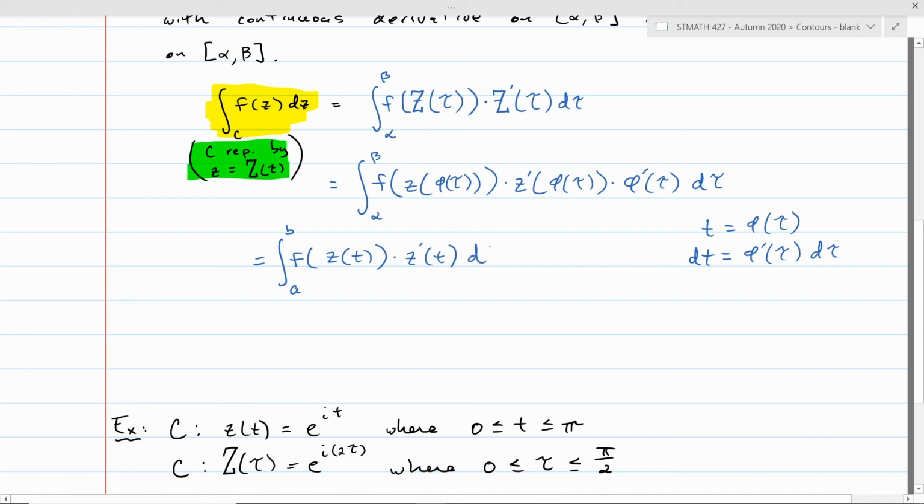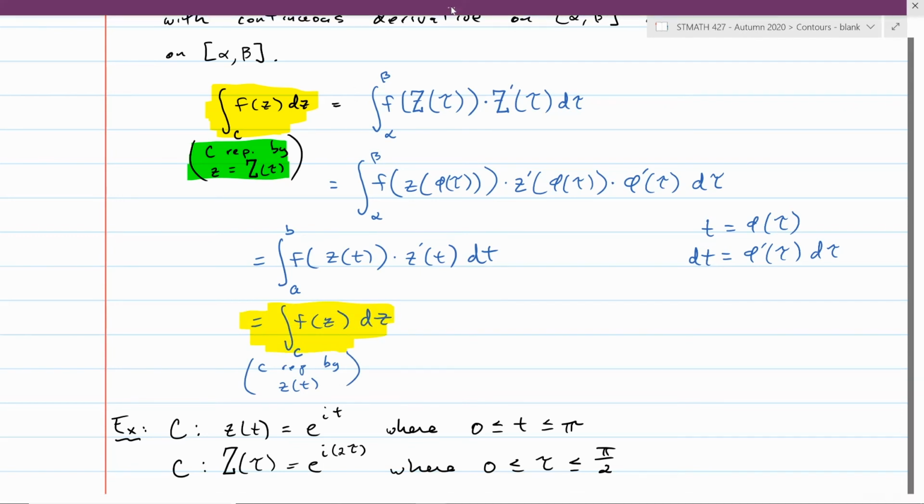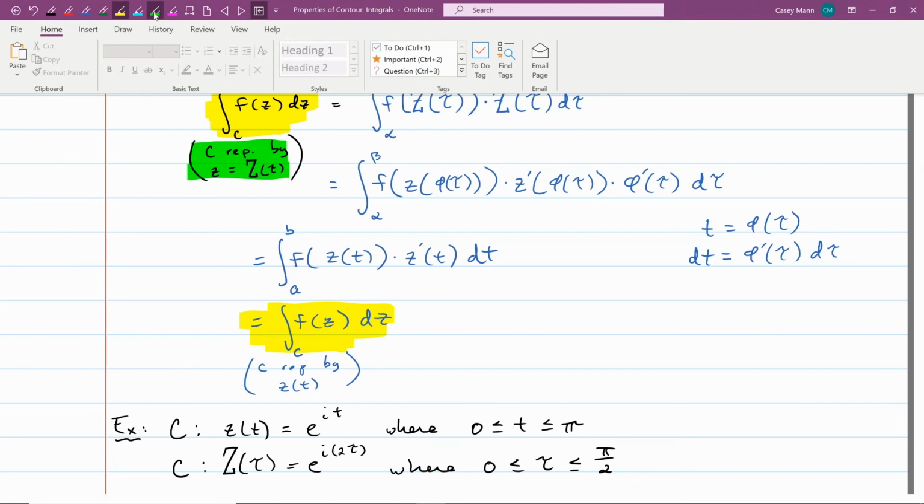So this is just dt here, but that's exactly the definition of the contour integral along C of f of z dz, if C was being parameterized by, or represented by, little z of t. We ended up with the same answer, but just represented by a different curve.